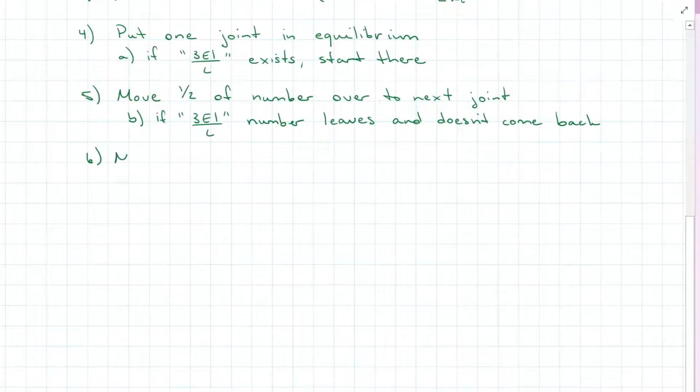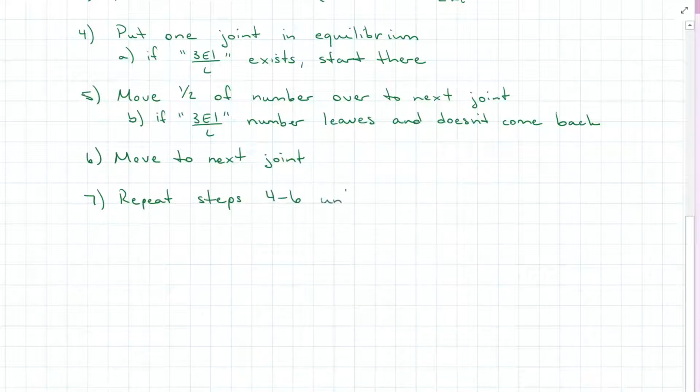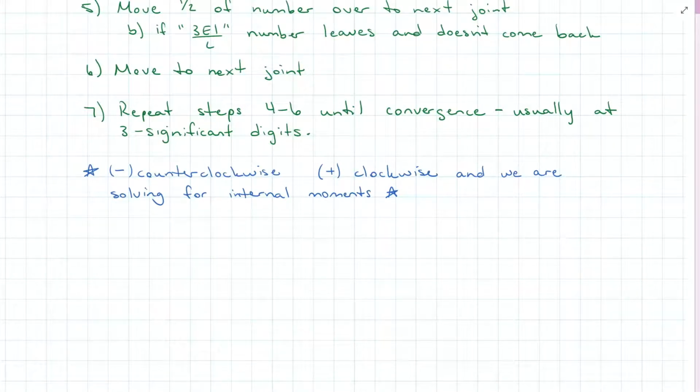Step 6, we're going to move to the next joint. And then step 7, we repeat steps 4 through 6 until convergence. In this case, because we're solving for internal moments and we're acting against external loads, right? So externally, counterclockwise would be positive. So internally, counterclockwise is negative, which means clockwise is positive for the moment distribution method.